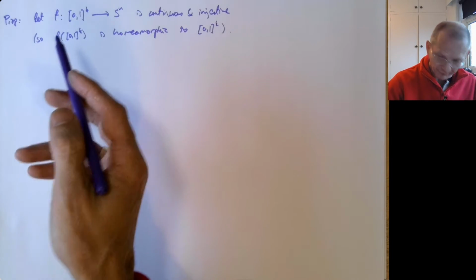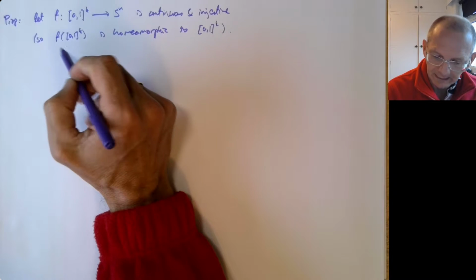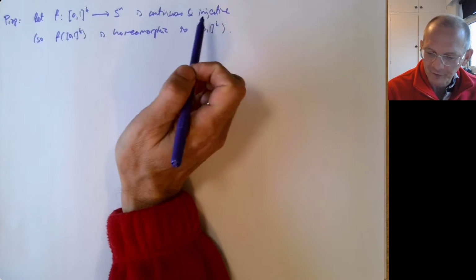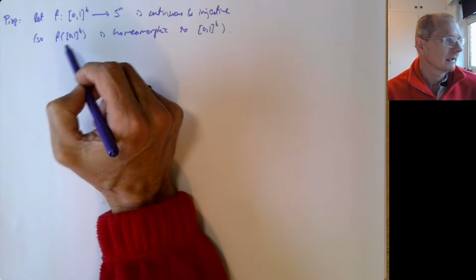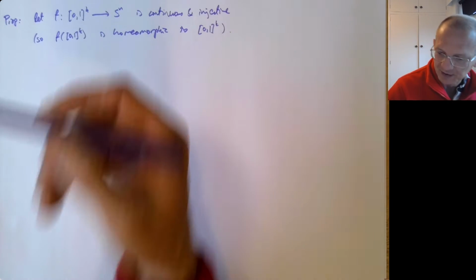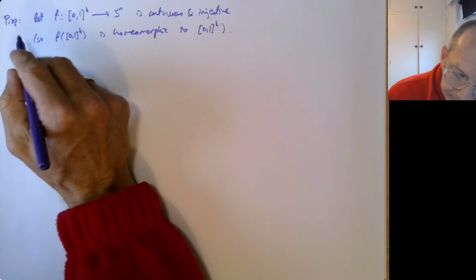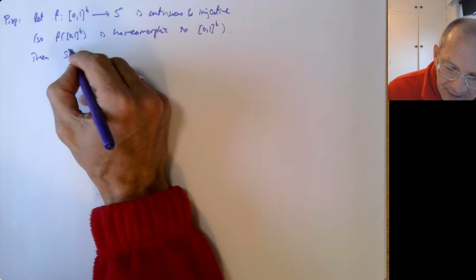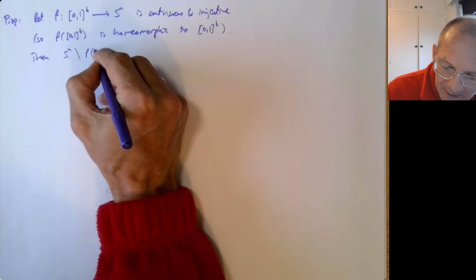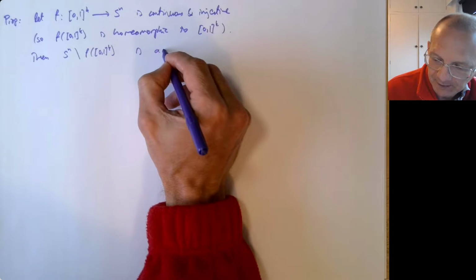Here we're using something here. I mean, this is a compact space, and S^n is Hausdorff. So this F, because it's injective, gives you a continuous bijection from [0,1]^k to the image, and that's a continuous bijection, compact to Hausdorff, so it's a homeomorphism. Okay. So then, anyway, the claim is that S^n with the image of F removed is acyclic.